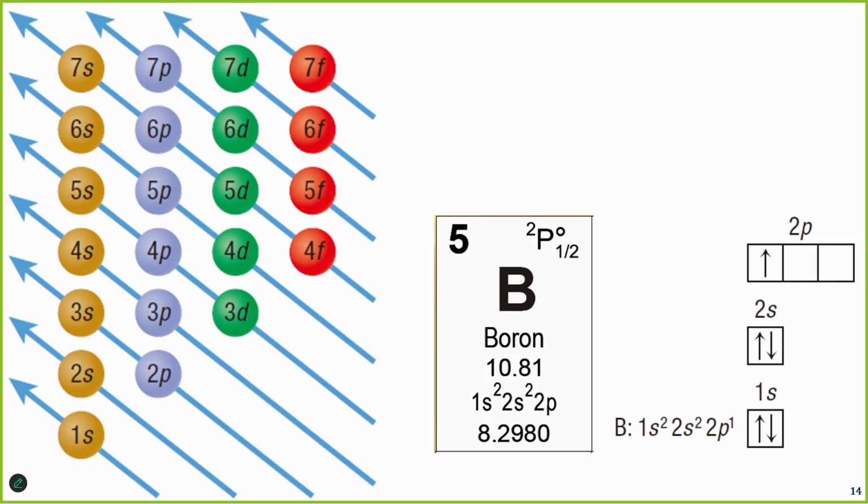All the electrons in the 2p orbitals have the same energy, so it does not matter which 2p orbital the fifth electron occupies. By convention, we write it in the left-hand orbital.